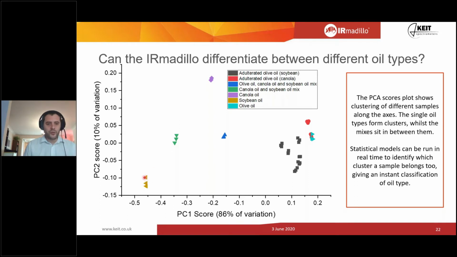So down here, we've got pure soybean oil. Up here, we have pure canola oil. And unsurprisingly, in between the two of them, we have a canola and soybean oil mix, because it does literally say, well, you've got features of both, we sit in the middle.